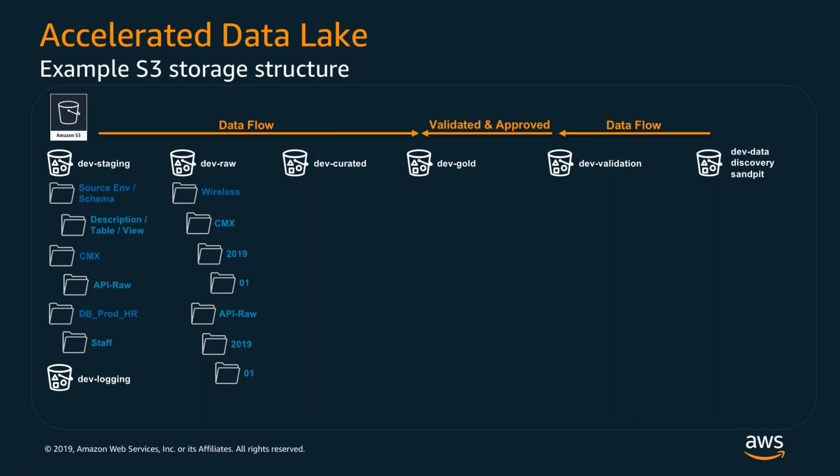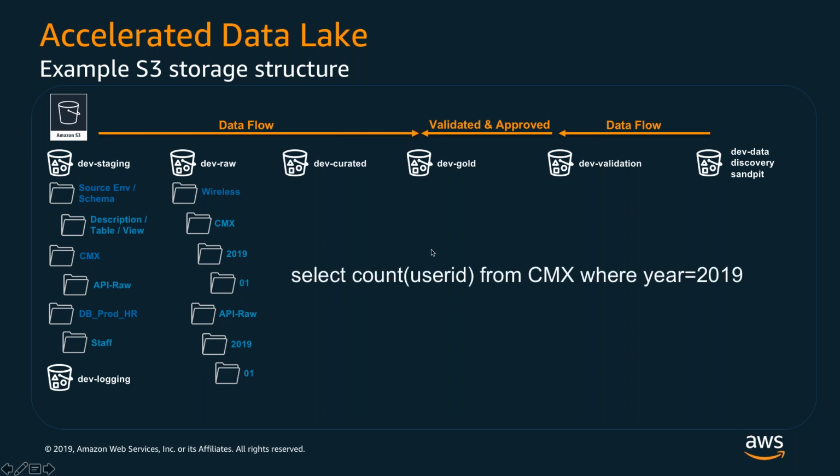Now, by doing so, there is another benefit to storing data by data domain. By using Amazon Athena or Amazon EMR, our big data service, you can now query the data in S3 like a database. So where the wireless folder is like a schema, the CMX and API raw folders are like tables, and the folders below them are like data partitions. So you can potentially do queries like this.